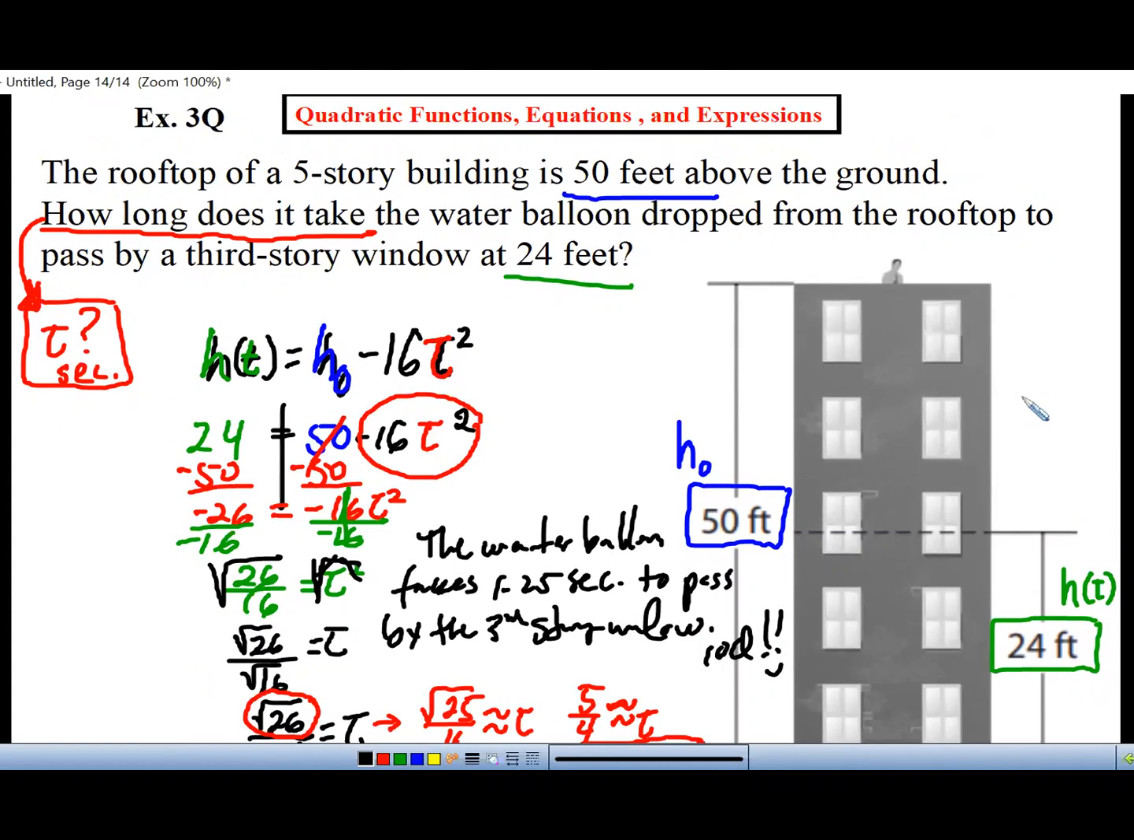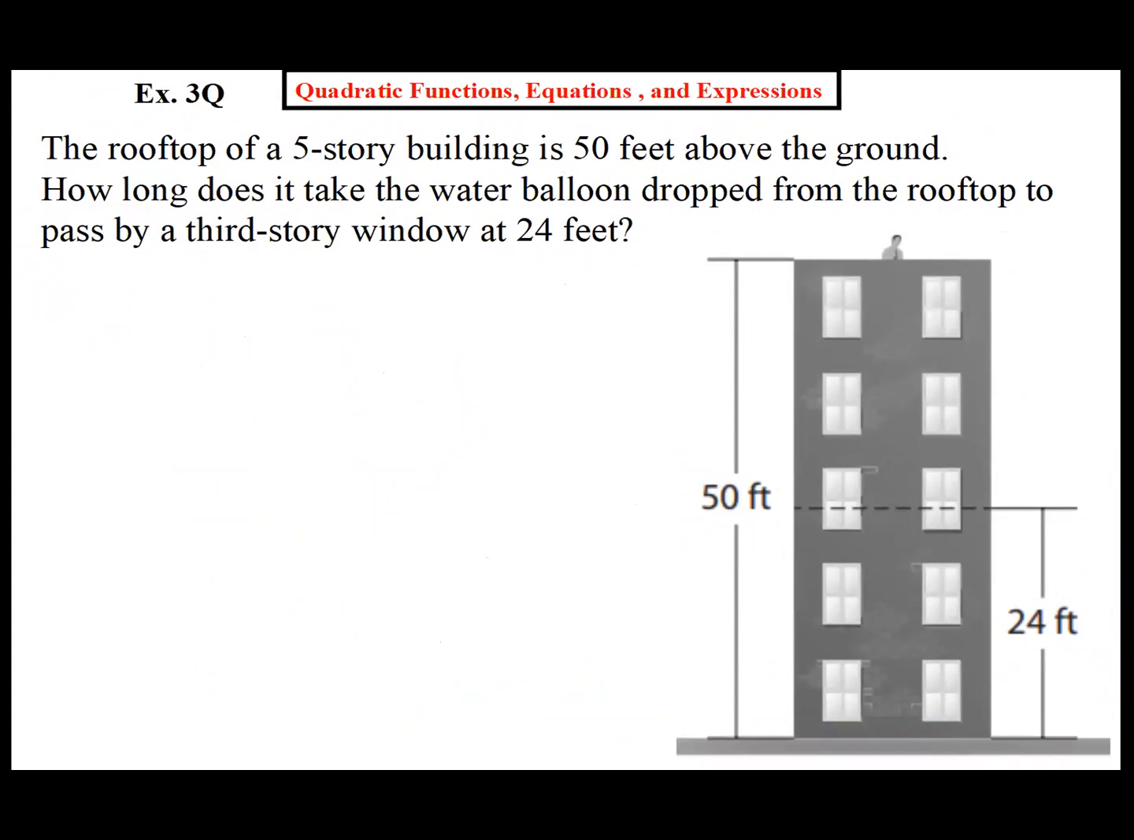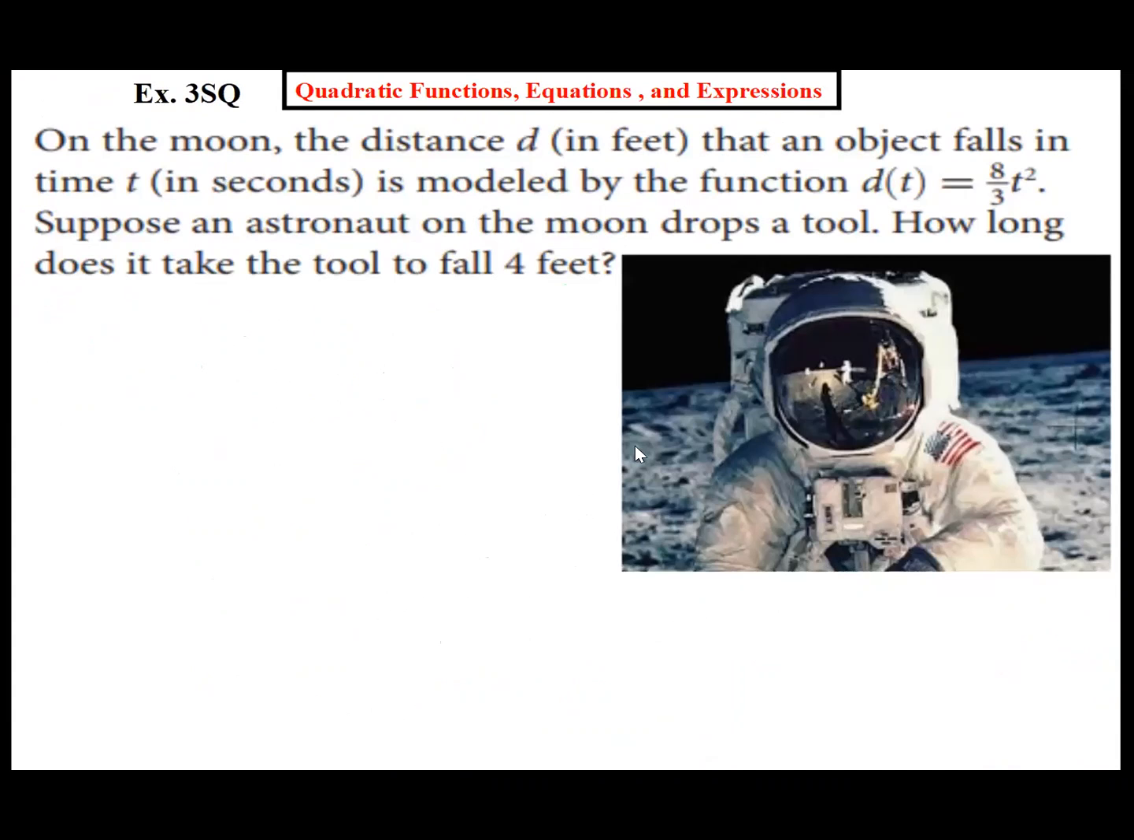All right, let's see how you do by yourself on 1. Here it is, example 3 super Q, copy this. It says, on the moon, the distance d in feet that an object falls in t time in seconds is modeled by the function d of t equals 8/3 t squared. Suppose an astronaut on the moon drops a tool. How long does it take the tool to fall 4 feet? All right, copy that. I'll give you time to set it up, and a little bit of time to see if you can do that one as much by yourself. And then I'll come right after so we can finish it off together. Copy and go.